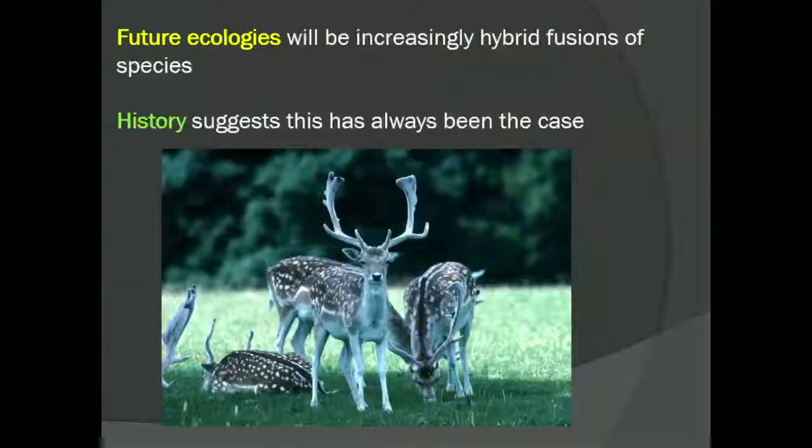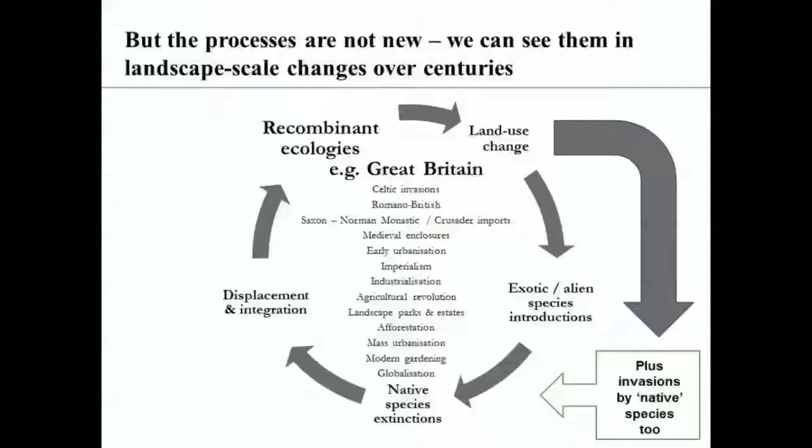But history suggests that major keystone species are non-natives. They are part of these hybrid ecologies. And with the way that the planet is changing, the way the climate is changing, and other environmental change, future ecologies will increasingly be hybrid. There's a little plan here, I don't want you to go through it in detail, but basically this was just trying to put a historic context into the process of ecofusion and hybridization and recombination.